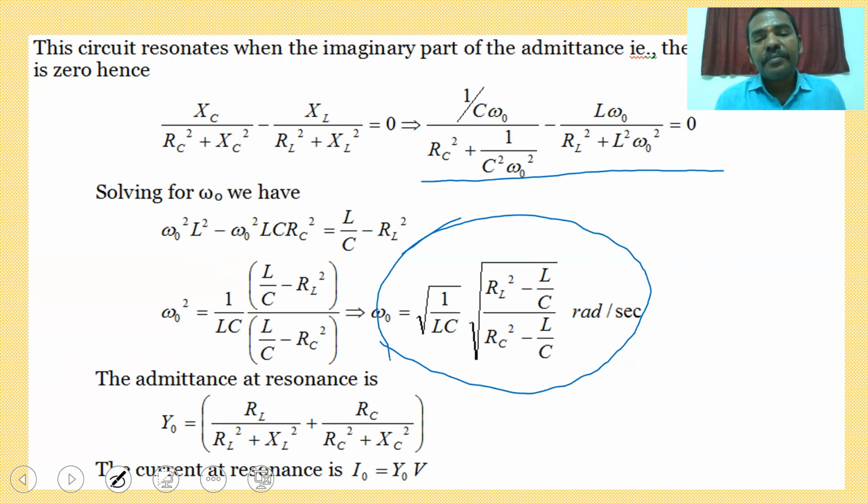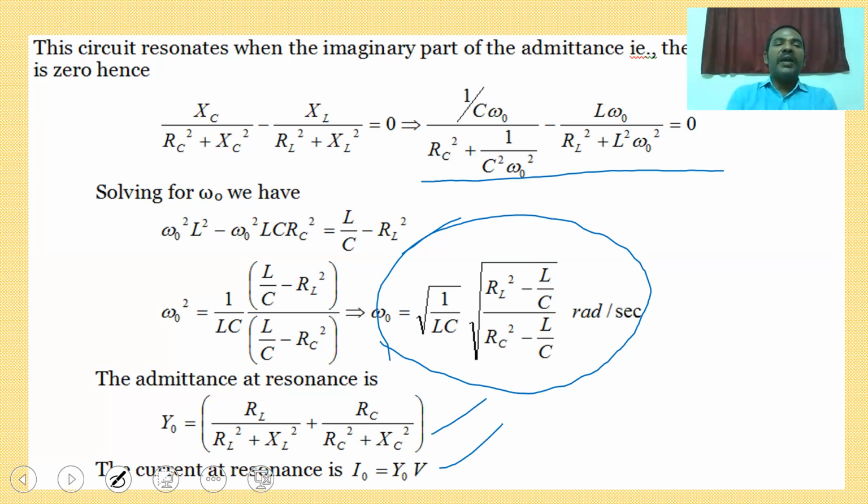Here also, you are calculating the admittance under resonance. The net reactance value being equal to 0 means the total admittance is pure conductance only. What is that value? Y naught is equal to RL divided by (RL square plus XL square) plus RC divided by (RC square plus XC square), and the resonating current I naught is equal to Y naught into V. This is the first case, the RL-RC parallel circuit.